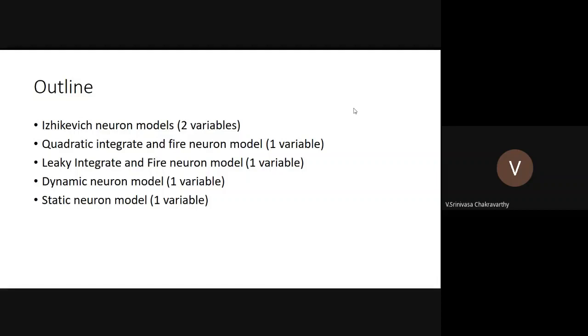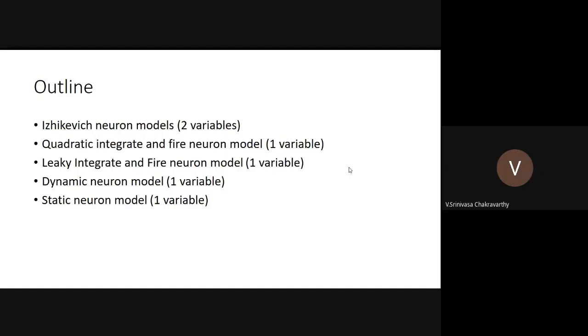Then after that we'll start looking at single variable neuron models. Even these can be quite powerful, quite expressive. We'll start with the quadratic integrate-and-fire neuron model, which has only one variable. Then the leaky integrate-and-fire neuron model, one variable again. The dynamic neuron model, one variable. The quadratic and leaky integrate-and-fire are spiking neuron models, so they produce spikes. Whereas the dynamic binary neuron model doesn't produce spikes. It just has bistability, and it can be in a high state or a low state.